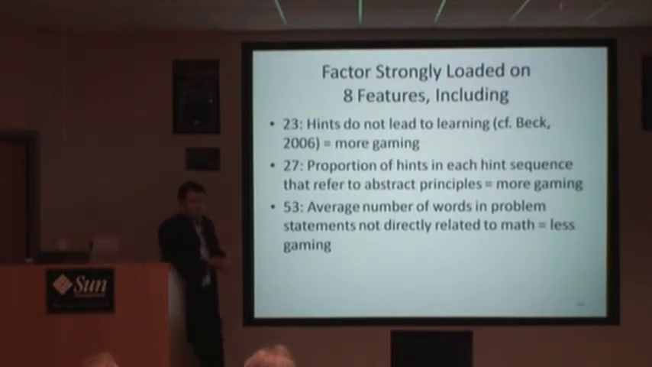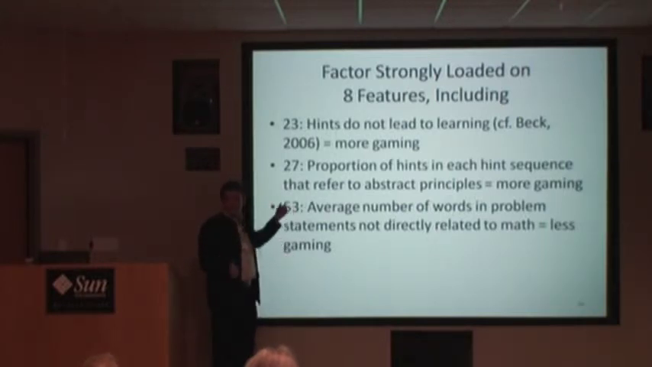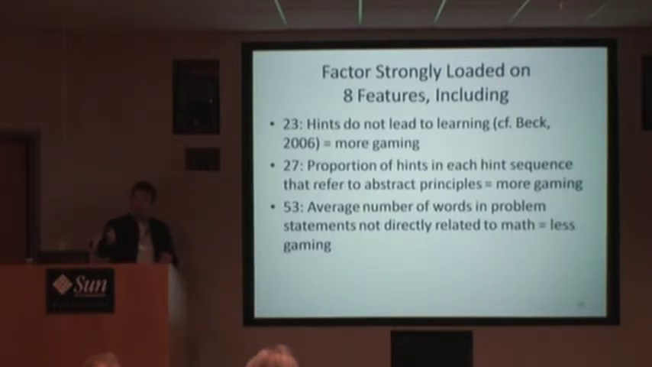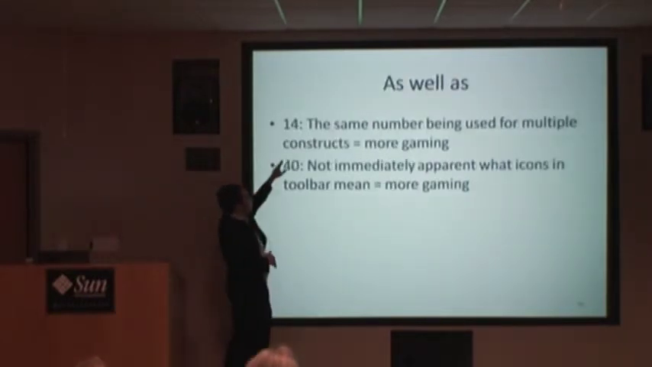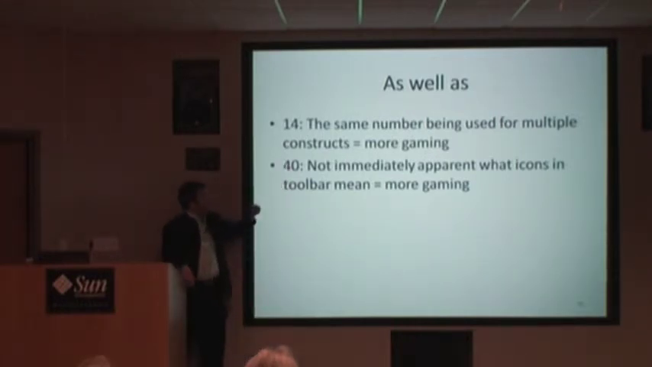This factor was strongly loaded on eight features, including ineffective hints. Ineffective hints lead to more gaming. More abstract hints are associated with more gaming, except that this is kind of a quasi-experiment, because it's not like more gaming can make the hints more abstract. And having more words in the problem statements that aren't directly related to math, in other words, more interest-increasing text, meant less gaming. That goes along with the evidence on boredom we had a few minutes ago. In addition, if the same number was used for multiple constructs in the problem, which can be confusing to students, how is there 17 showing up three different times, meaning three different things, there's more gaming. If it's not immediately apparent what the icons in the toolbar mean, there's more gaming. Yeah.